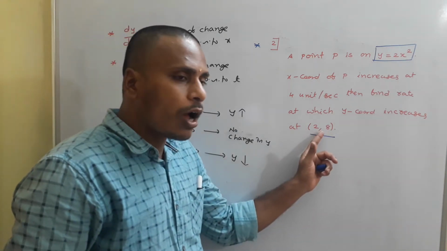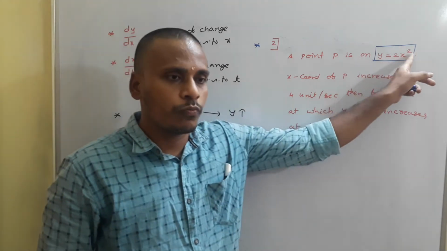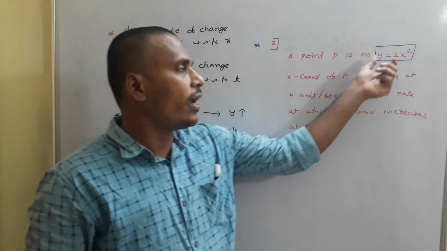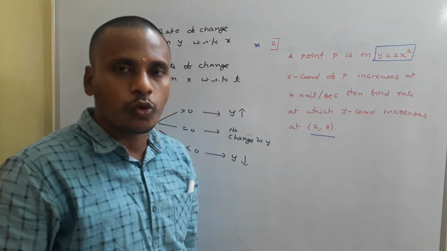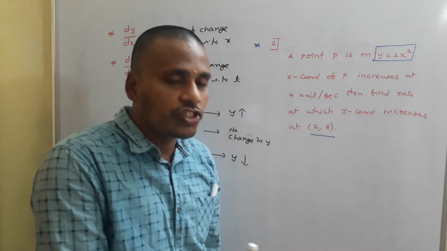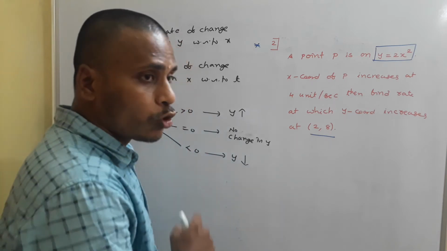See, clearly (2, 8) is a point on the graph. Is it right? You just check it. If we replace x with 2, 2 square is 4, 4 twos is 8. So (2, 8) is a point on the graph of y equals 2x square. So at that particular point, we are checking the rate of change in x as well as the rate of change in y with respect to time.